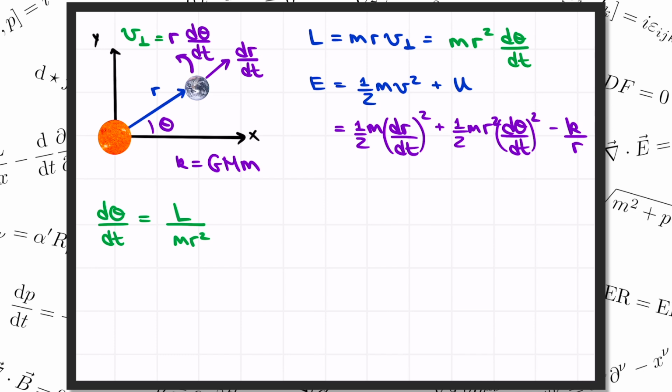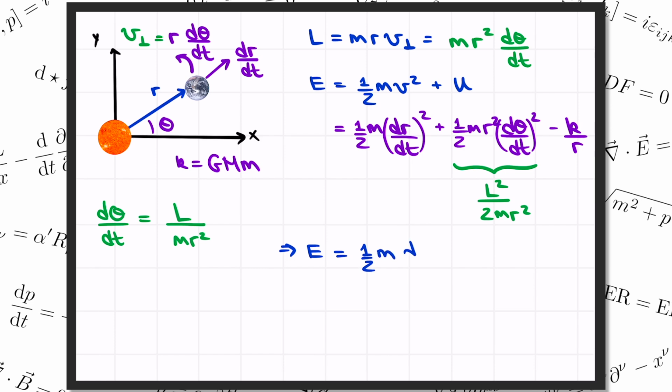And we can use that fact in our formula for the energy to replace the second term by L squared over 2 m r squared. The reason that's useful is because it eliminates all the thetas from the energy formula and writes it entirely in terms of r.